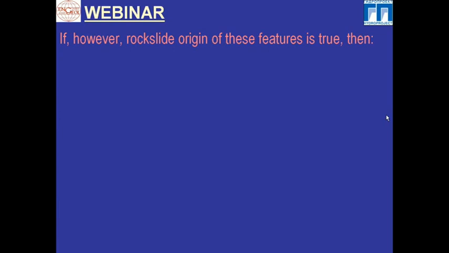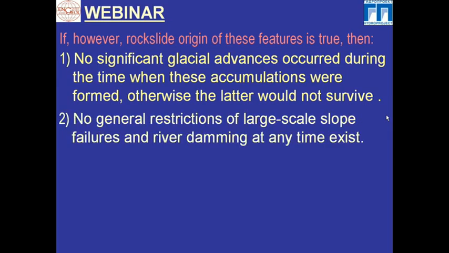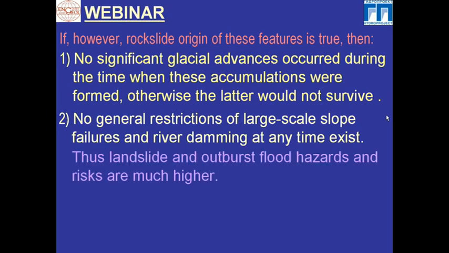If, however, rock slide origin of these features is true, then, first, no significant glacial advances occurred during the time when these accumulations were formed, otherwise the latter would not survive. Second, there are no general restrictions of large-scale slope failures and river damming at any time at present, and thus landslide and outburst flood hazards and risks are much higher.